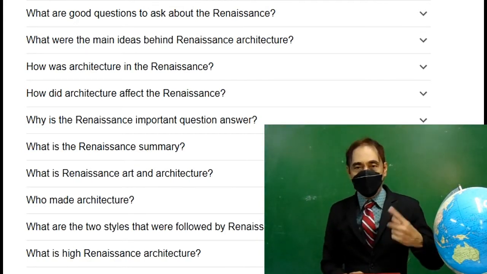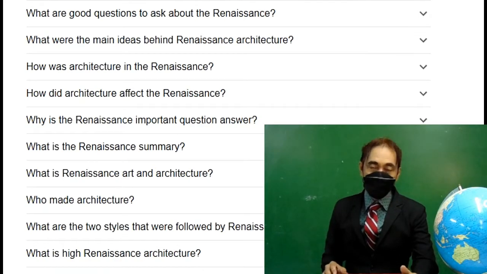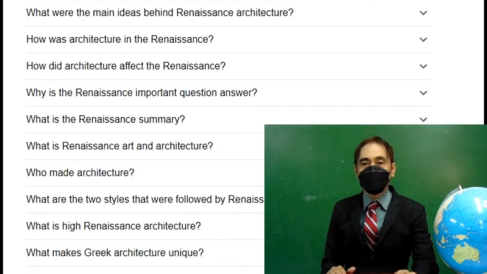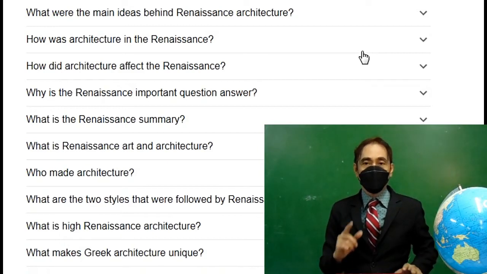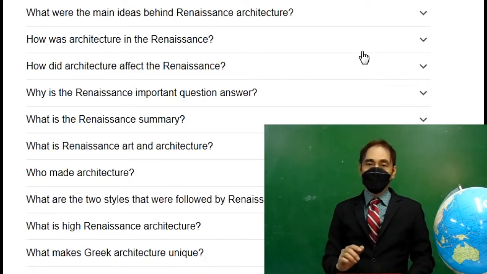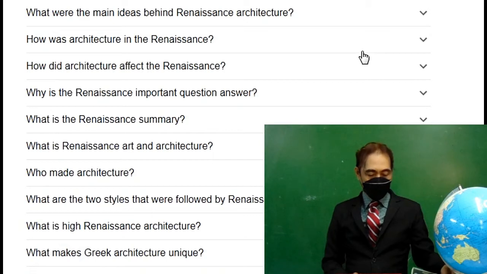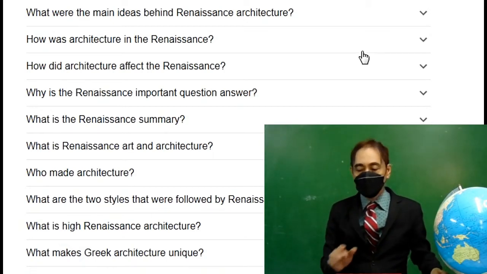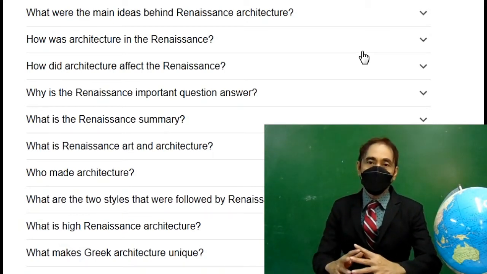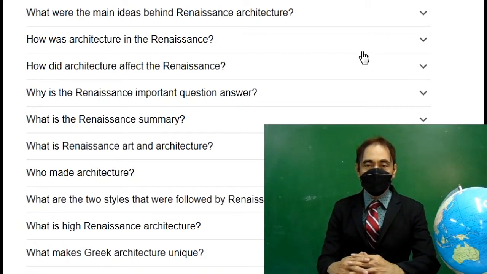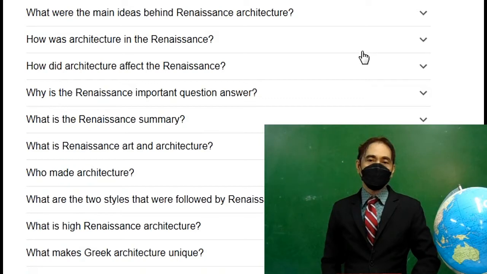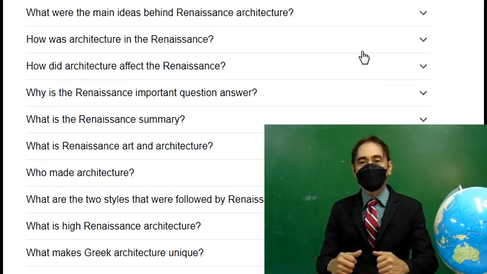So what are the good questions about Renaissance? We go with number 1. Number 1 question, what were the main ideas behind Renaissance architecture? Number 2, how was architecture in the Renaissance? Number 3, how did architecture affect the Renaissance? Why is the Renaissance important? Question to answer.